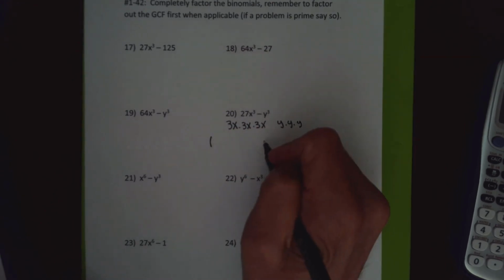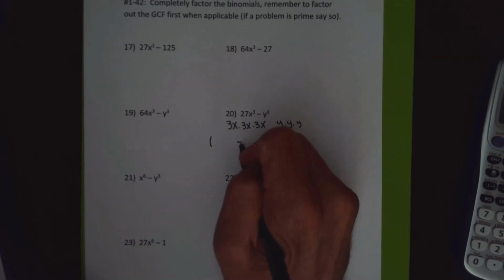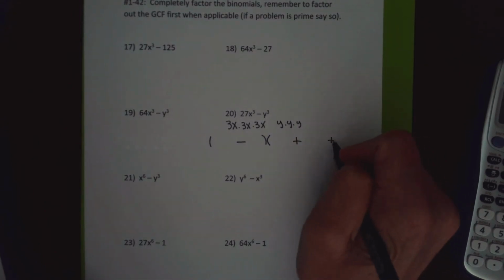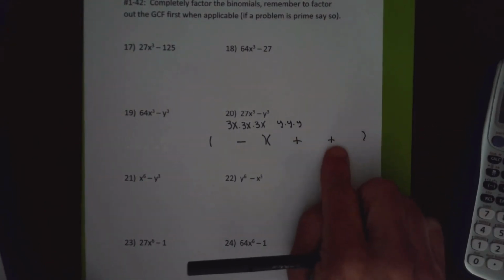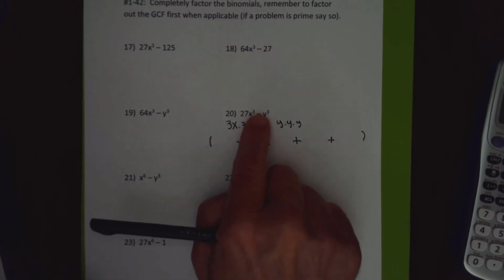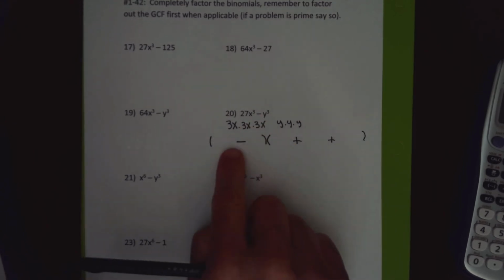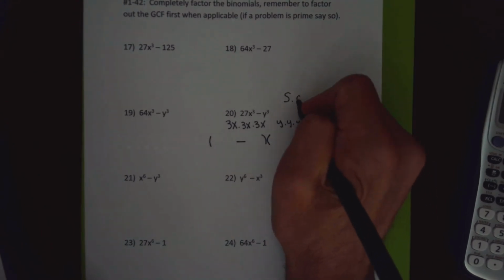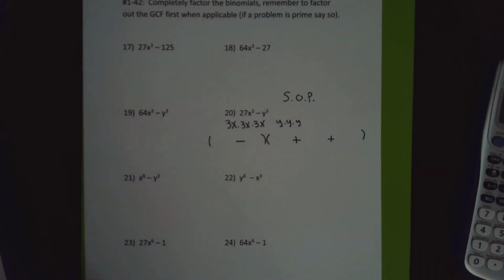I'm going to make my unbalanced parentheses, keep the sign, flip the sign, and plus. Last sign is always plus. First sign is always the same sign that the problem has. Middle sign is the opposite sign of the first parentheses. We use SOP, same sign, opposite sign, plus.